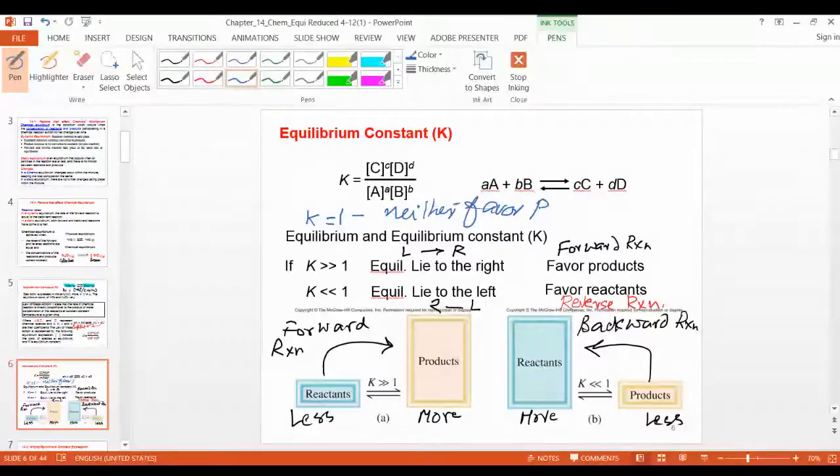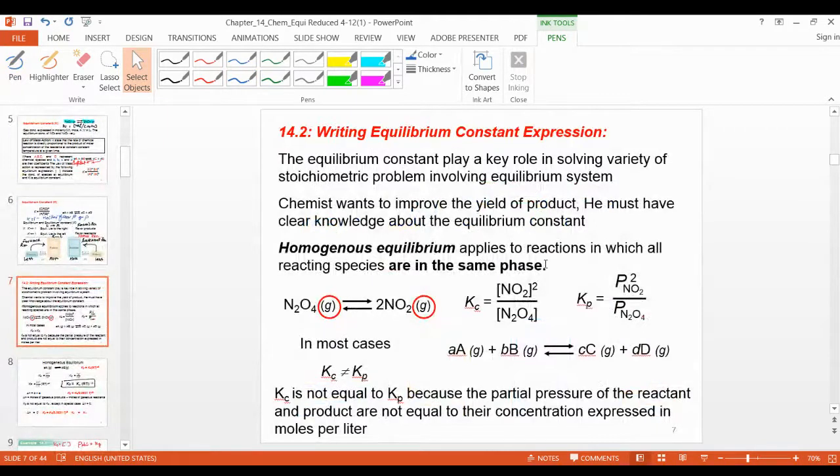Neither favors reactant or product. It means that it is at equilibrium.